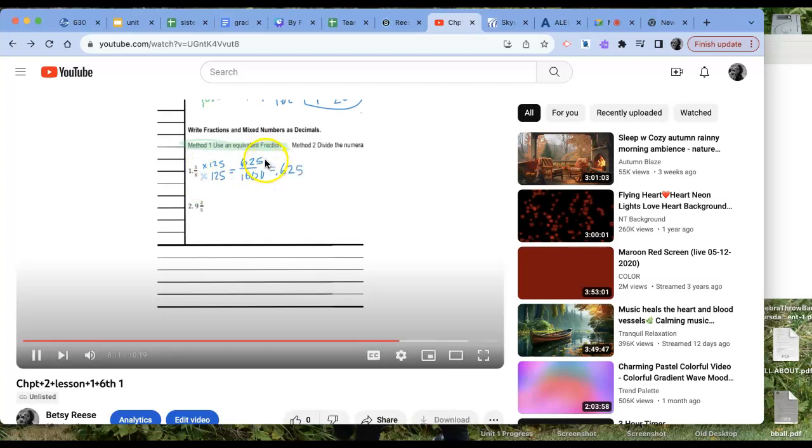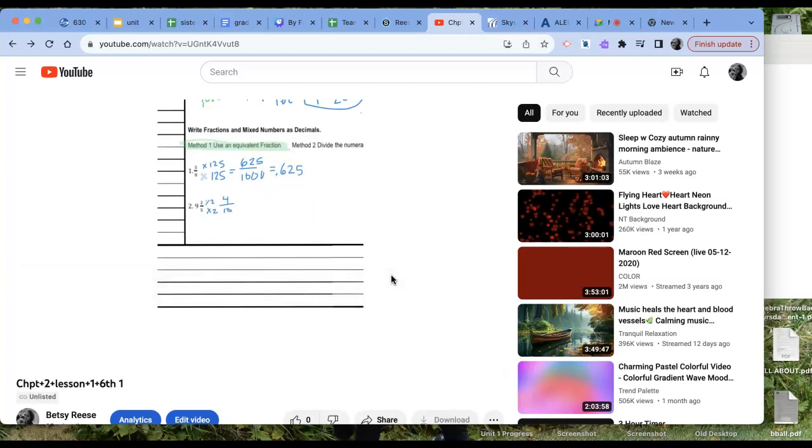Now it's just like the top, but in reverse, I have 625 over 1,000, or 625 thousandths. On the bottom, I have 9 and 2/5. I can take 5 and multiply that by 2. 5 times 2 is 10, and then 2 times 2 is 4. So I have 9 and 4/10, and then I can write that as a decimal, 9.4.